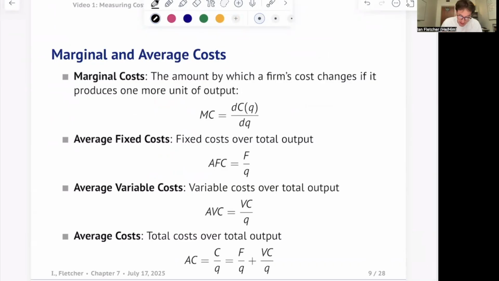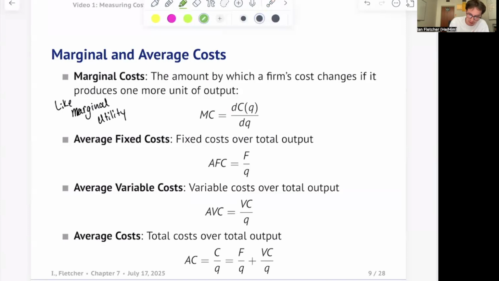So our marginal costs, much like our marginal utility, is the amount by which a firm's cost will change if it produces one more unit of output. So if we were moving from 10 newspapers to 11 newspapers, how much would our costs increase for that last additional unit? Average fixed costs are we're just going to take our fixed costs divided by total output.